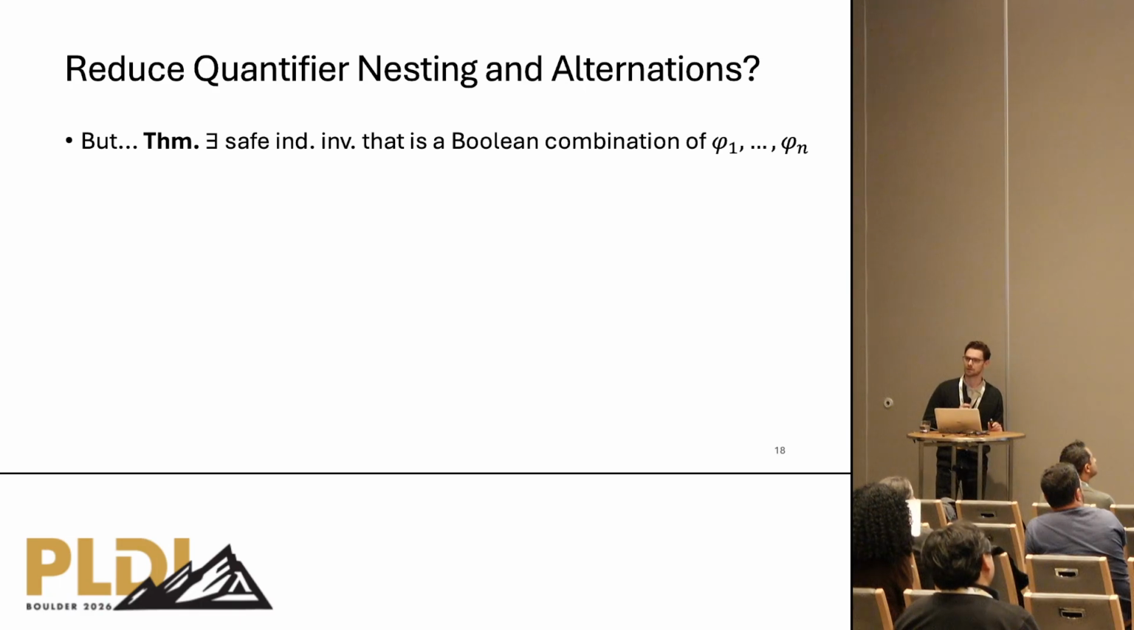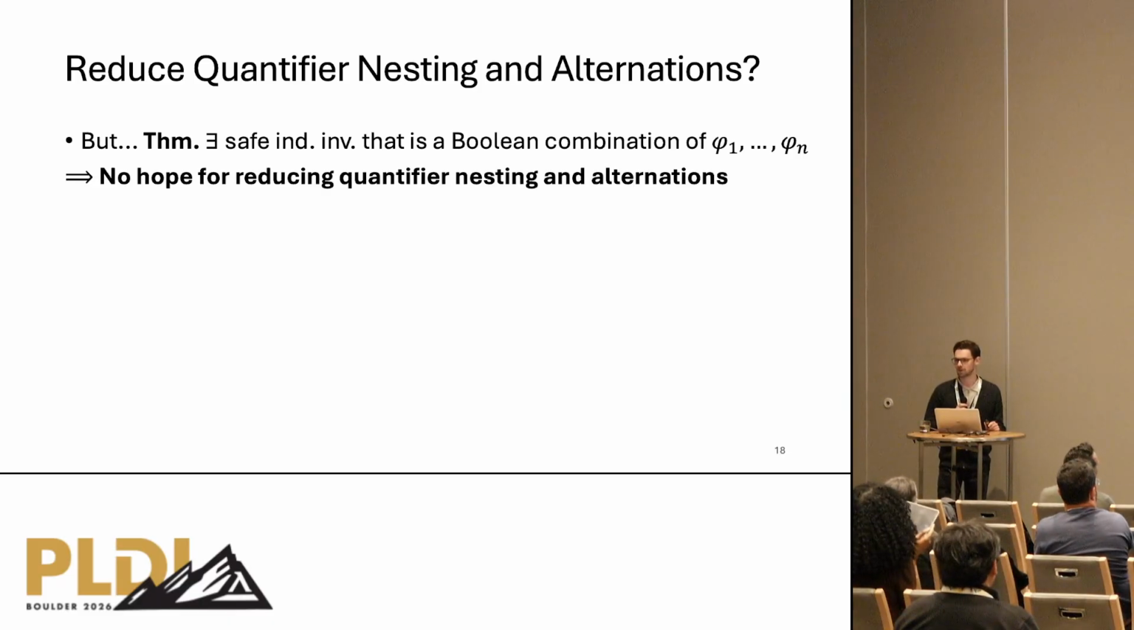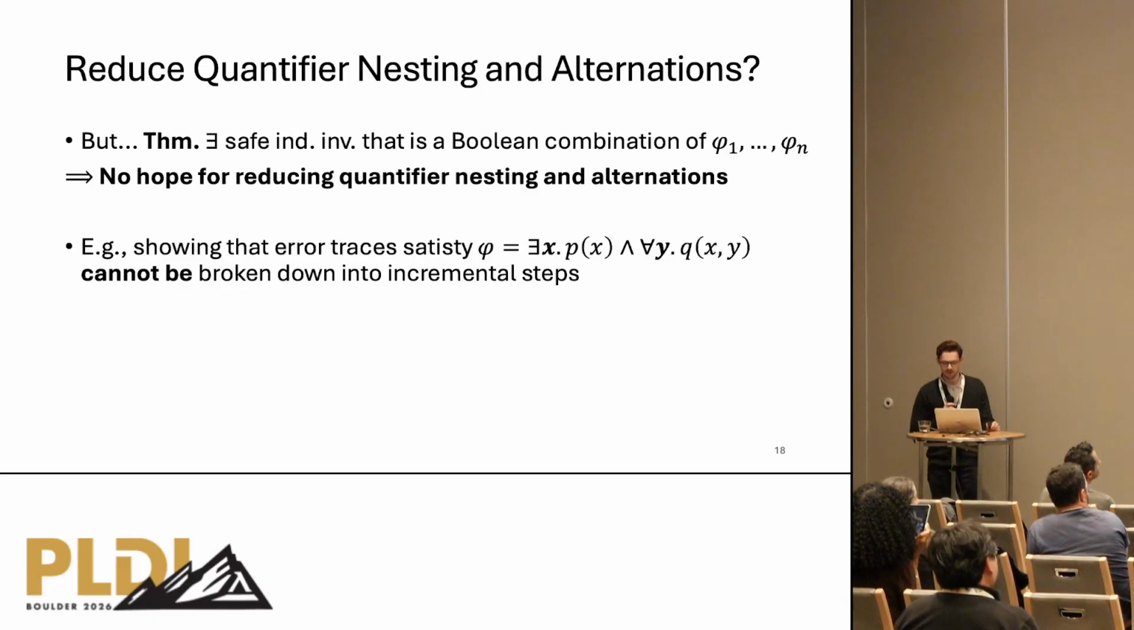But remember that we can always convert any forward-backward proof into a safe inductive invariant, which is a Boolean combination of the formulas that we use, which means that we cannot ever reduce the kind of quantifier nesting or alternations that we use just by using forward-backward steps. Because otherwise, we would have been able to, because such a formula cannot be broken down into a simpler Boolean structure. So, for example, if we want to prove that all error traces satisfy this property as part of our incremental proof, we cannot hope to do so in several steps. We must do it in one step.